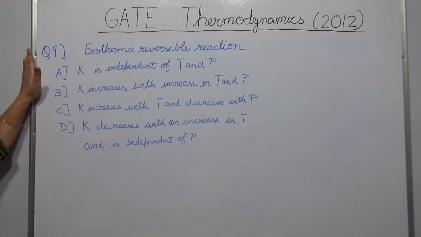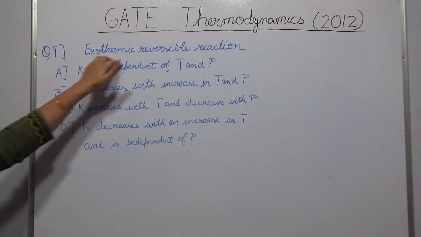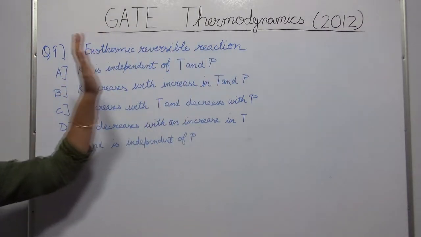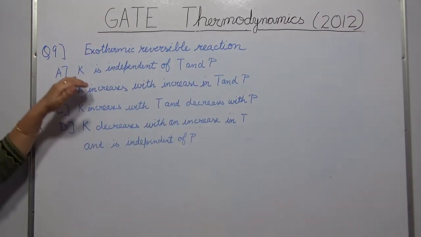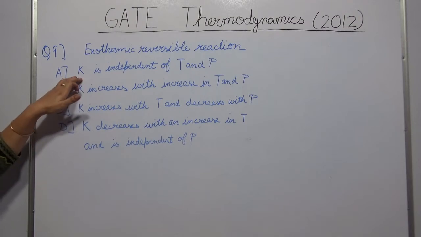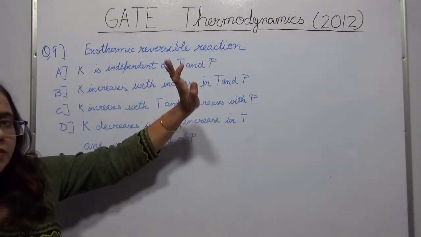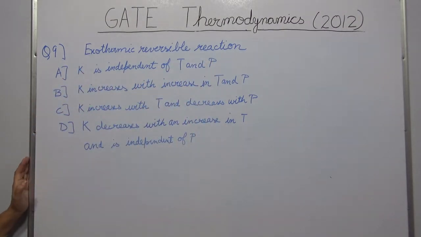The next question which I am going to take is question number 9. It asks you, for an exothermic reversible reaction, which of these statements is correct regarding your equilibrium constant K. T and P are your temperature and pressure respectively. Fine, so let's see how K is defined.